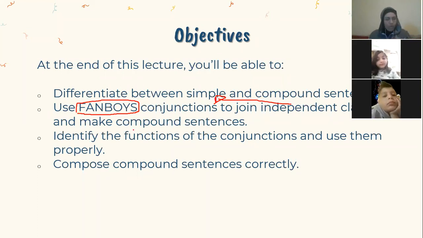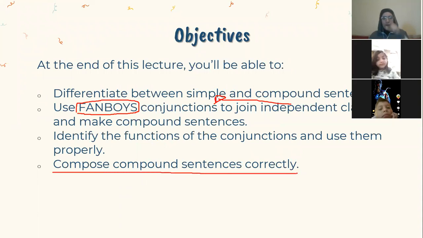I'm going to go over everything in detail. I'm just giving you an overall idea about the lecture. You're going to know that every fanboy has its own function. And at the end, you're going to compose compound sentences correctly. You are going to write your own compound sentences. This is the writing part in this lecture, that you're going to be able at the end to write compound sentences correctly. Okay, now let's start with the details.